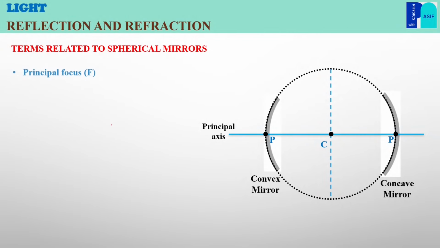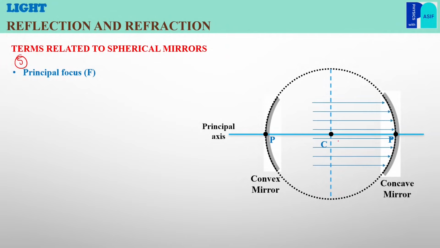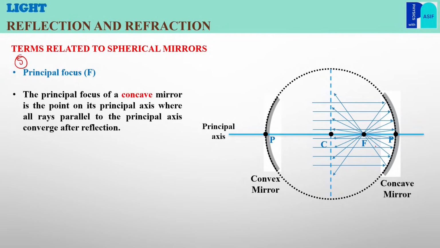The next term is the principal focus, that is the fifth term. To understand the principal focus, consider a beam of parallel rays. This beam of parallel rays is parallel to the principal axis and incident on the reflecting surface of the concave mirror. After reflection, these rays will be passing through a single point on the principal axis, and this point is called the principal focus of the concave mirror. Therefore it can be defined as: the principal focus of a concave mirror is the point on the principal axis where all the rays that are parallel to the principal axis converge after reflection.